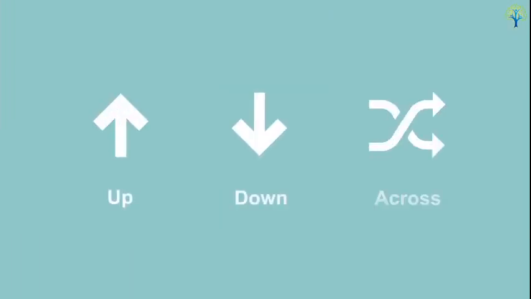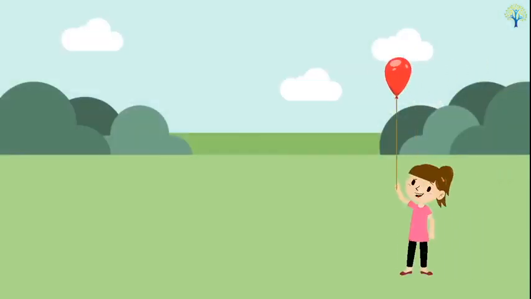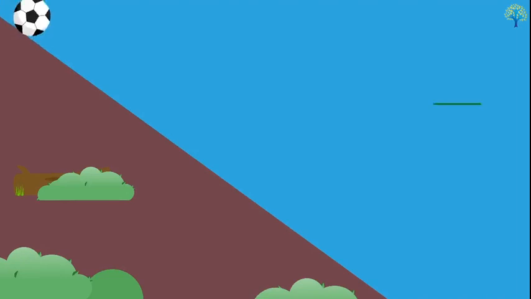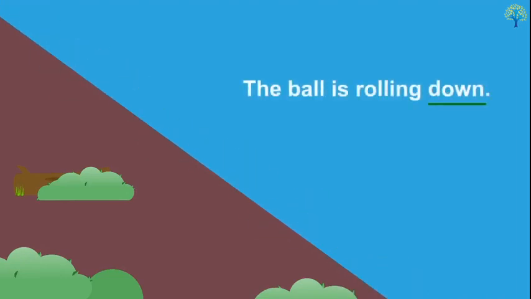Words like up, down, and across are used to talk about a specific direction of movement. For example, the balloon went up. Or the ball is rolling down.